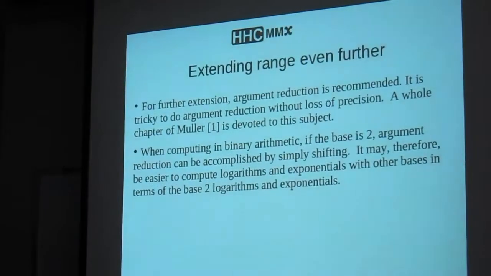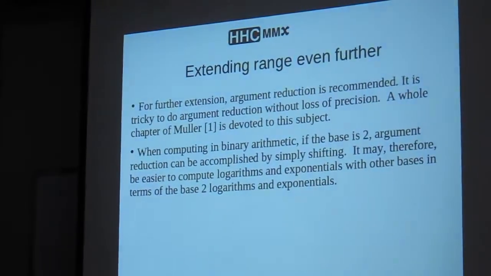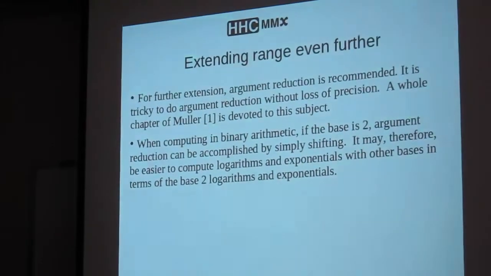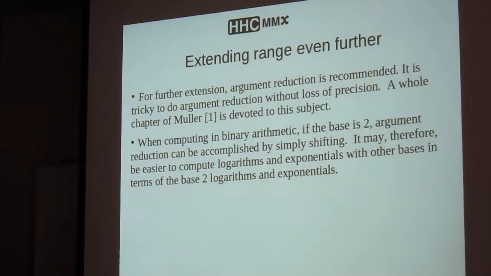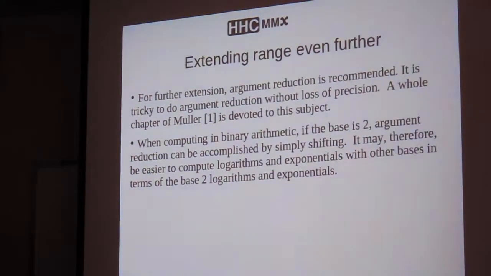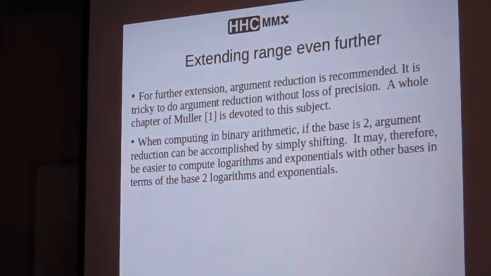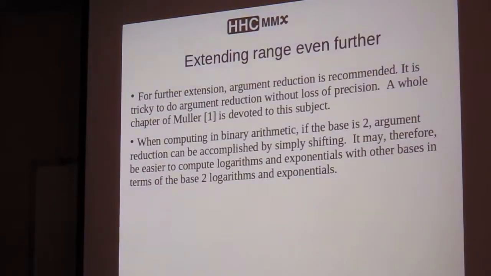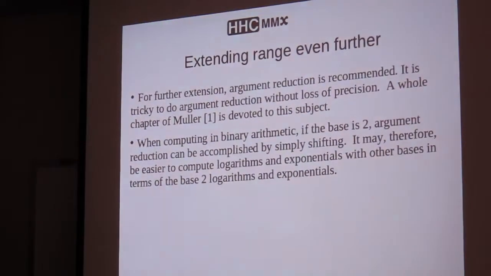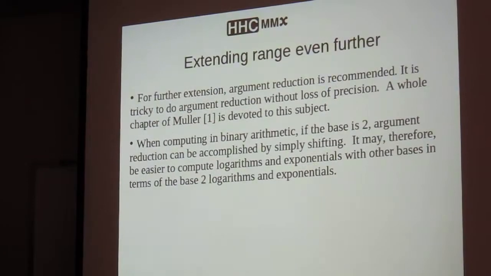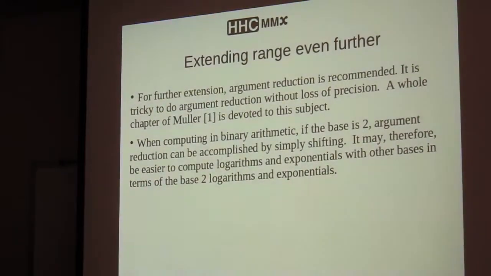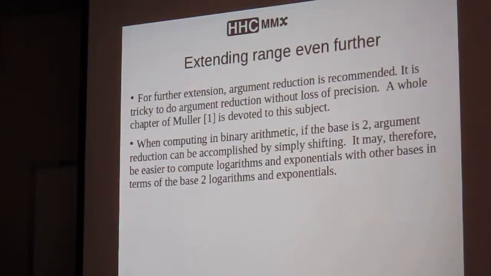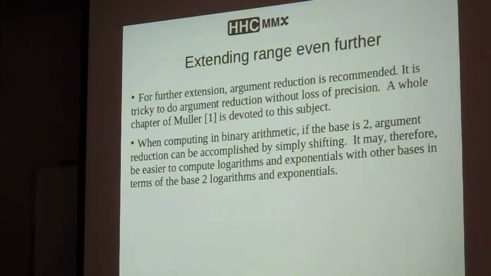However, if you do this in binary arithmetic, and you're doing logs and exponentials with a base of 2, then your argument reduction becomes simply shifting to the left or right. So it's sometimes advantageous, if you want a log base e or a log base 10, to actually use a base 2 logarithm instead, and you just multiply the result by a constant to get the log base e or the log base 10. That's actually done in some math libraries on general purpose computers.